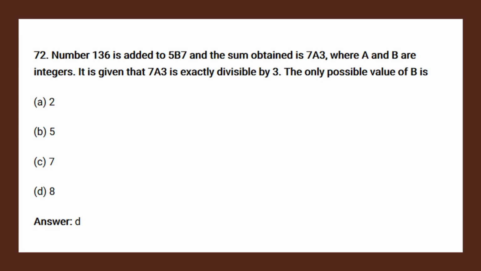Next question 72. Number 136 is added to 5b7 and the sum obtained is 7a3, where a and b are integers. It is given that 7a3 is exactly divisible by 3. The only possible value of b is option A 2, option B 5, option C 7, option D 8, and the answer is option D 8.